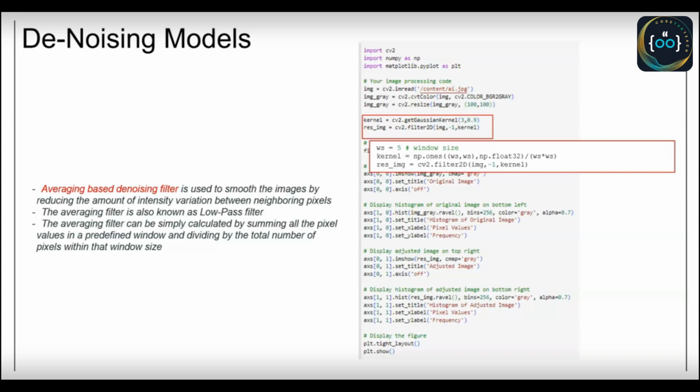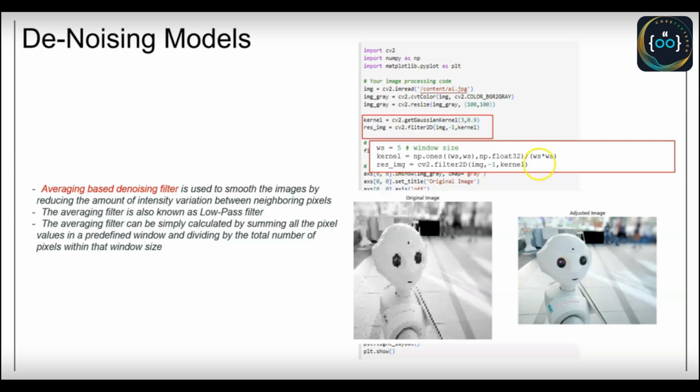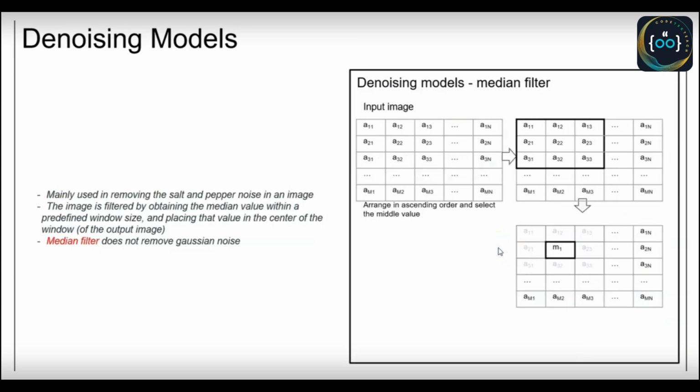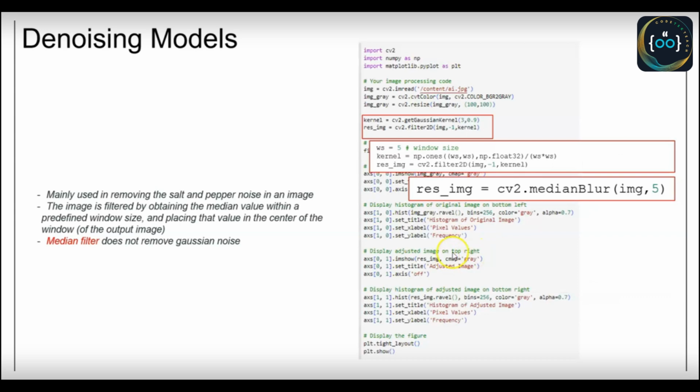Instead of this one, we can also use the median blur. Before that, let's see the original and the adjusted image. The adjusted image is now free from much of the noise. Okay. Now coming to the median filter, instead of average, we use median. Median is free from exposure or impact to outliers and extreme values. I need to adjust the code with this.